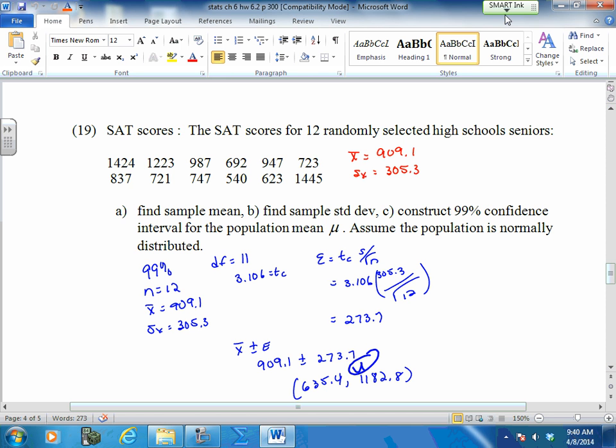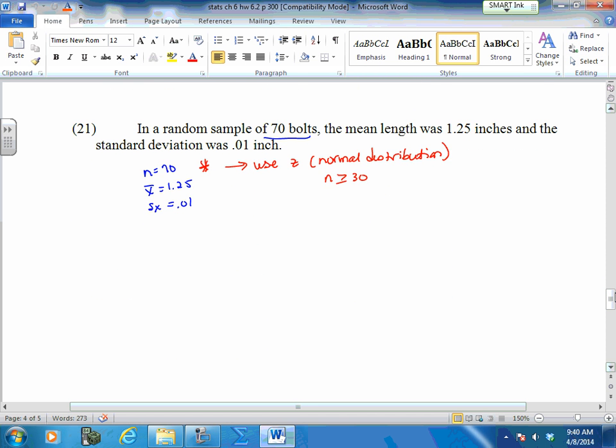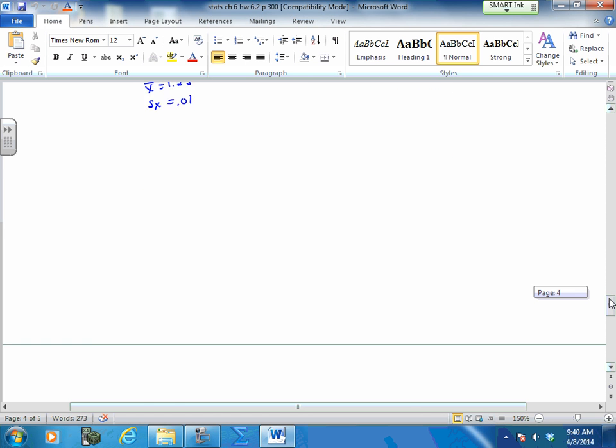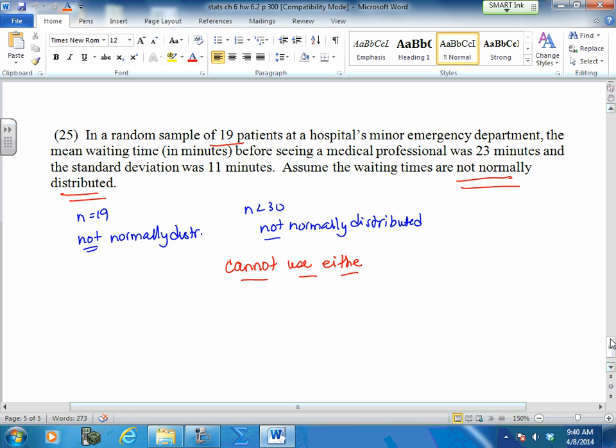You guys all got this? Okay. Let me just whip through 21. Yes, you can use your Z-score. You had 70. 22, a random sample. Use your T. Okay, you only have 12, and you don't know anything about your population. And one last one. This one, you couldn't do anything. Not normally distributed.